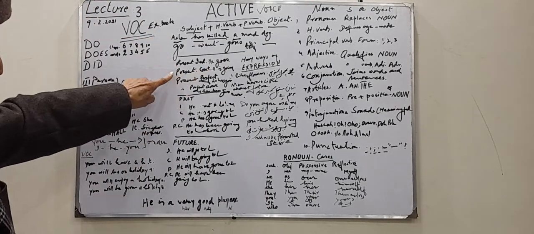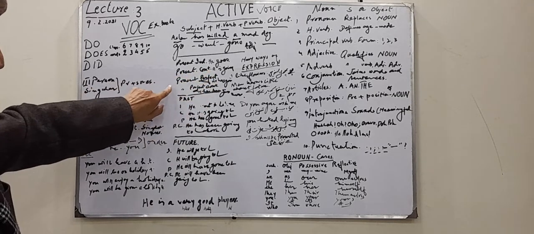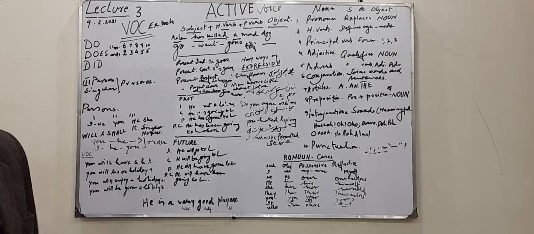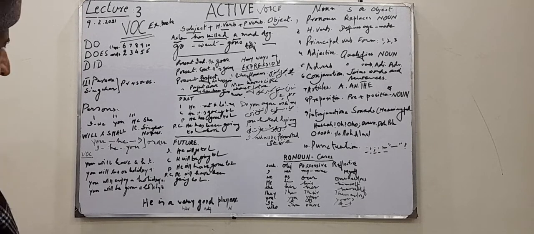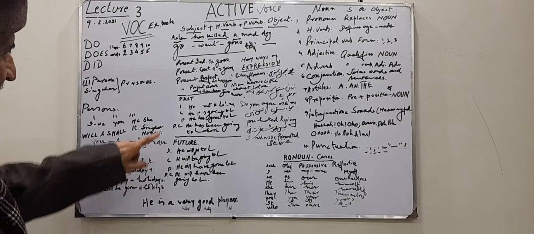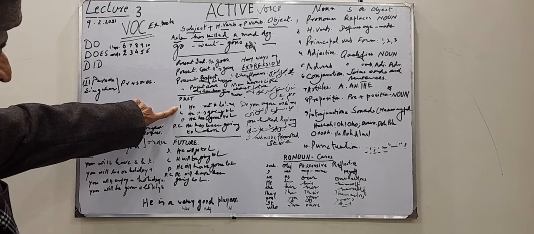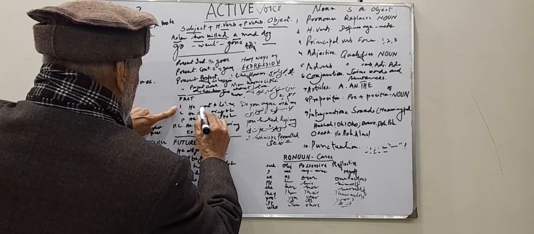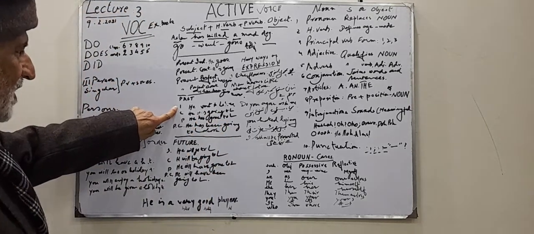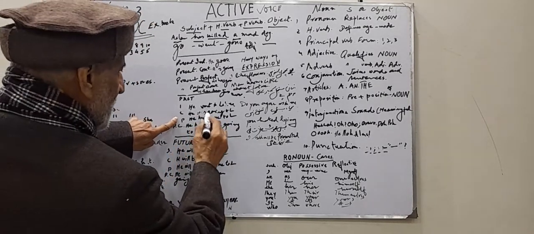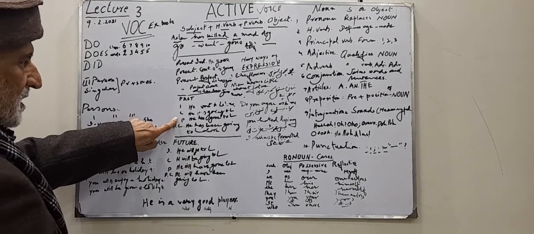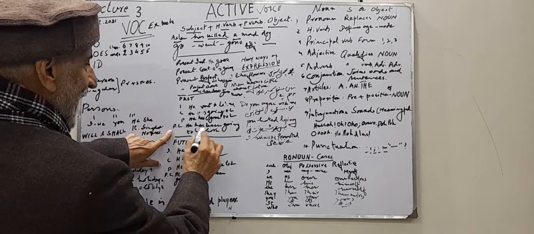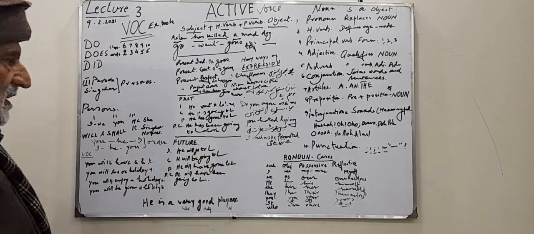Present indefinite, present continuous, present perfect continuous. Now past. Indefinite. He went to Lahore. He was going to Lahore. He has gone to Lahore. He has been going to Lahore.